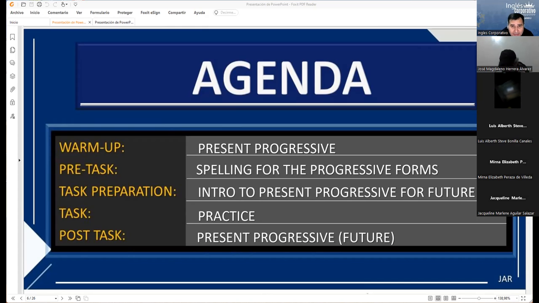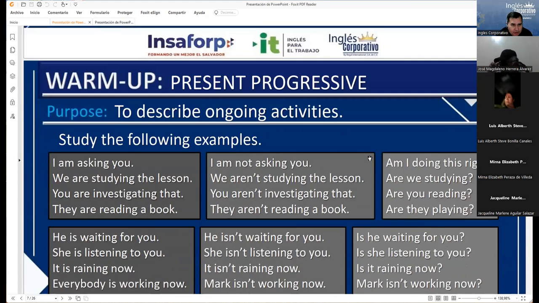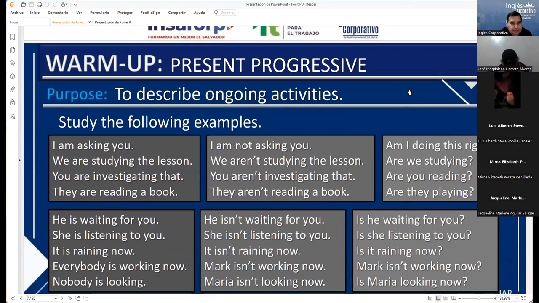Now, let's begin. Warm up. Present progressive. The purpose is to describe ongoing activities. You say, teacher, what is ongoing? In progress, activities in progress, activities that are happening right now.